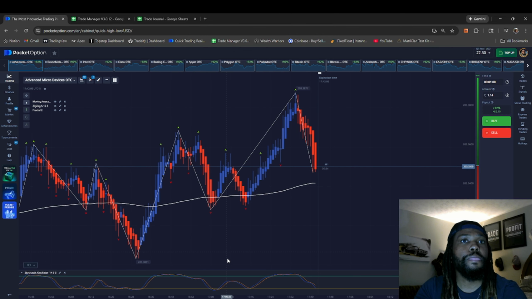Then I've got the stochastic oscillator down here. I look for buys at the 20% level, which is the orange line down here, the oversold level. And then I look for sales at the 80% level, which is the overbought level right there.